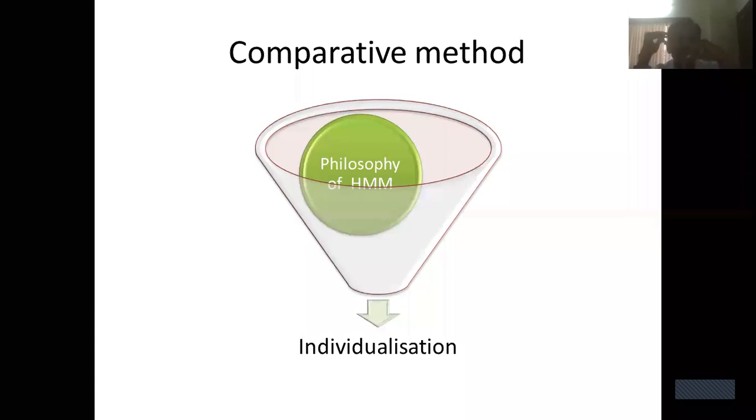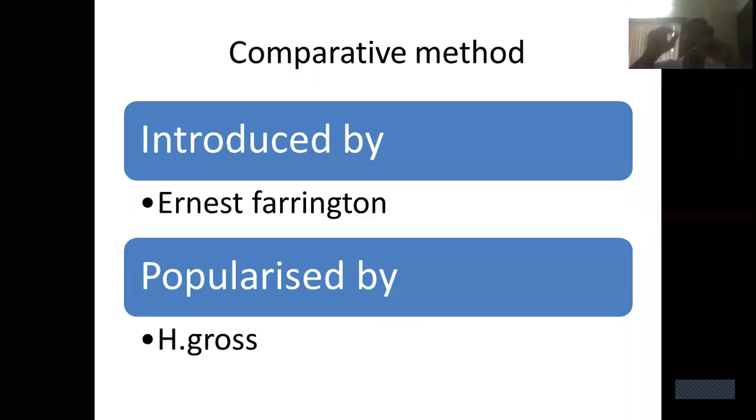And to achieve this aim of philosophy, or achieve this individualization, the necessity of the comparative method of study of materia medica was felt, and there were a few good persons like Ernest Barrington who introduced this method of study of homeopathic materia medica, which was later on popularized by persons like H.